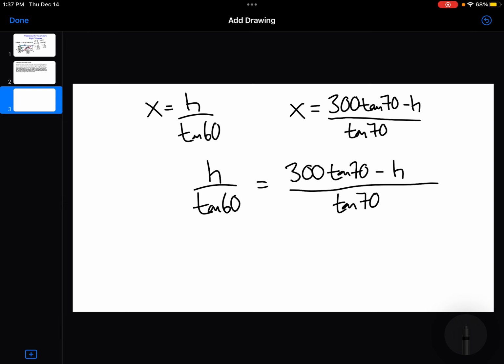I'm going to let you go through and actually solve for h here. It is a difficult rearrange, but after today, we'll learn a different way to do this that is much easier. But this is good practice with your algebra and your trigonometry.